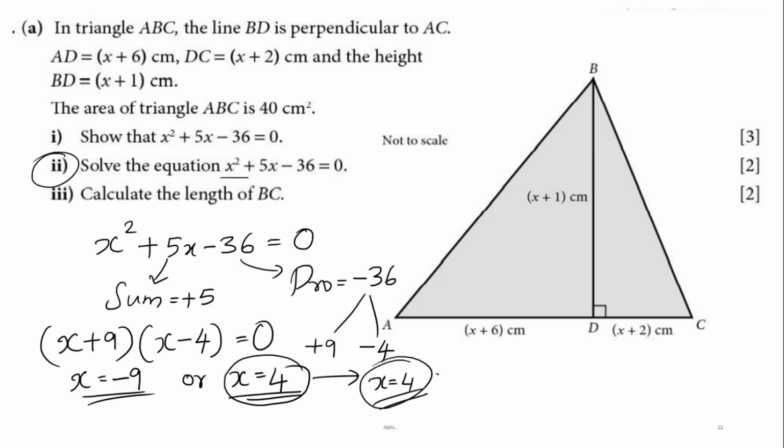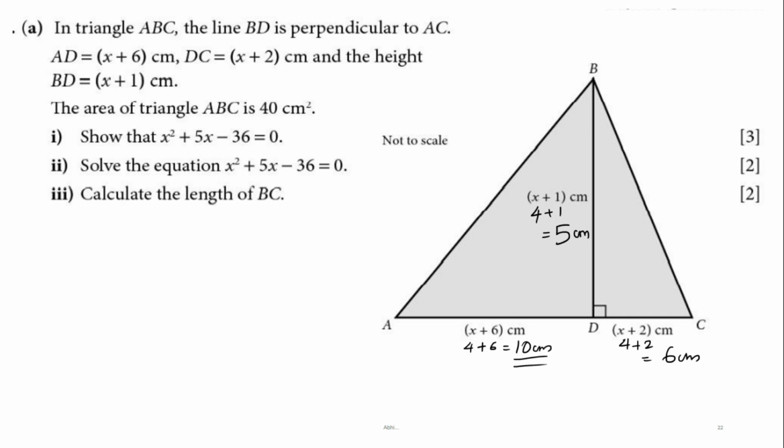Hence, taking the value of x equals 4, you can see that 4 plus 1 is going to be 5 centimeter, and here you have 4 plus 2 giving you 6 centimeter. This is again 4 plus 6 giving you 10 centimeter. Answering the last part of the question, which is calculate the length of BC.